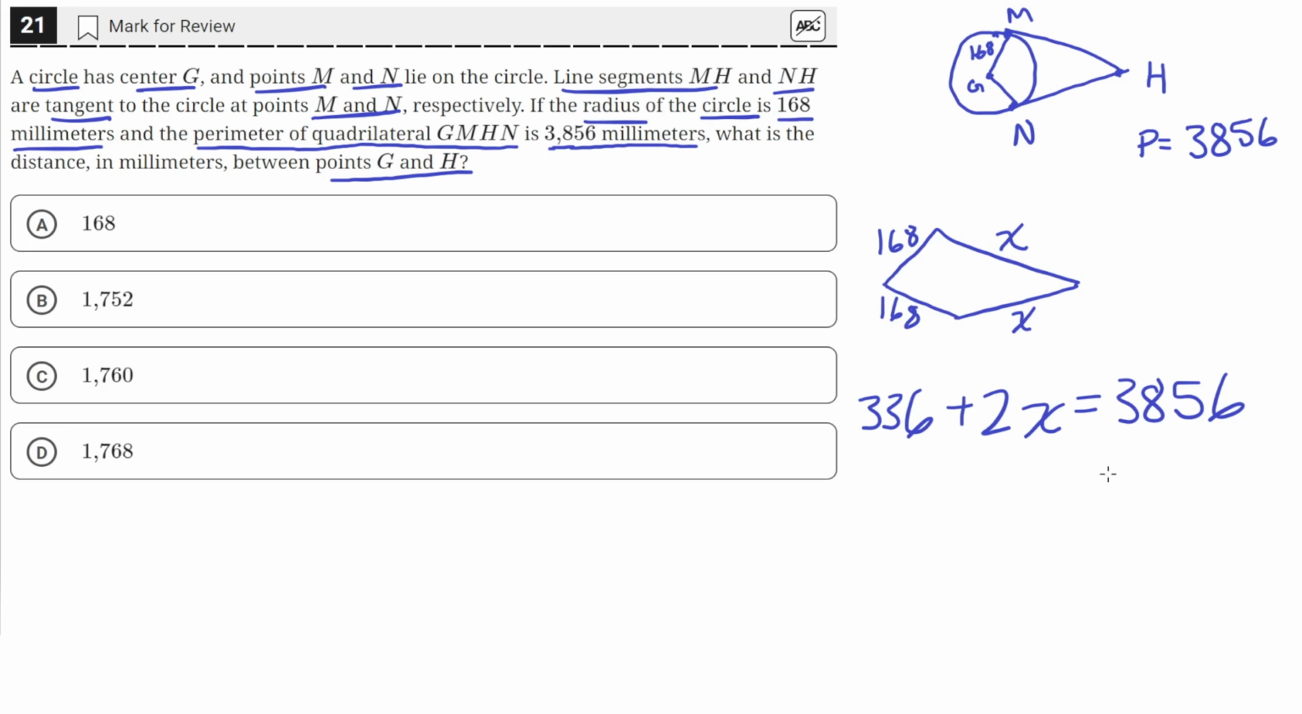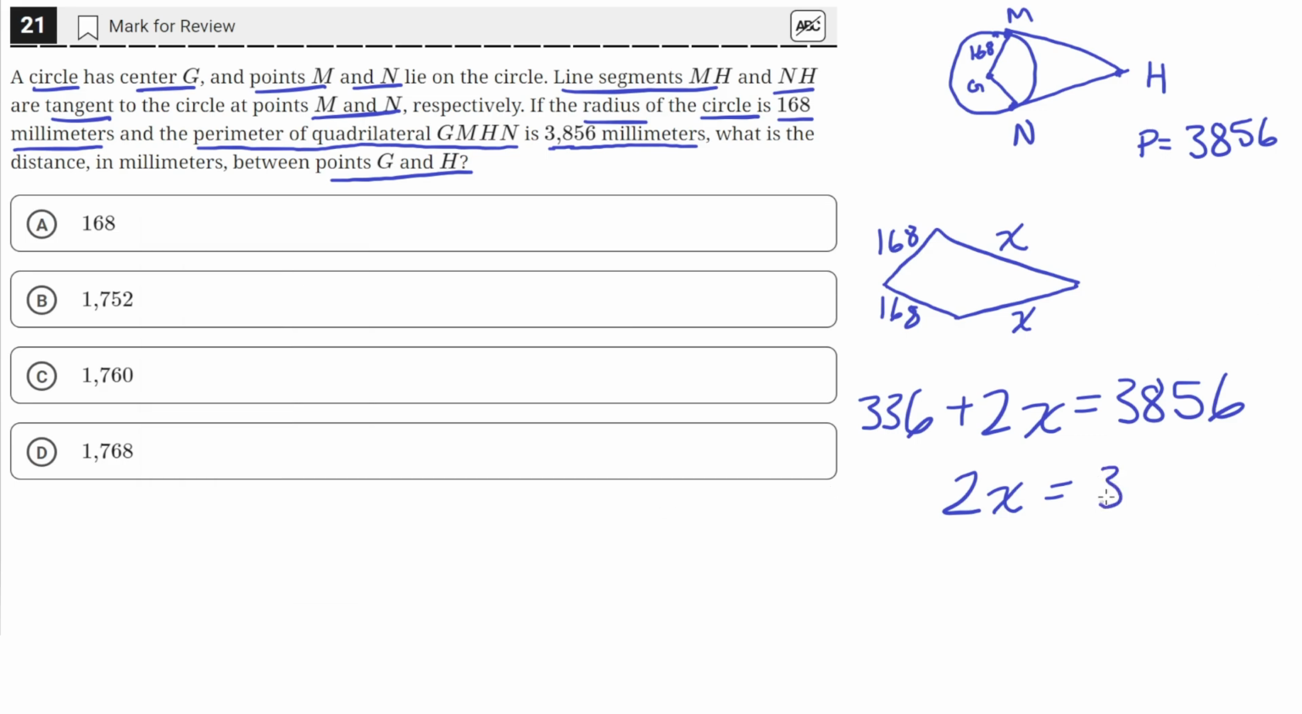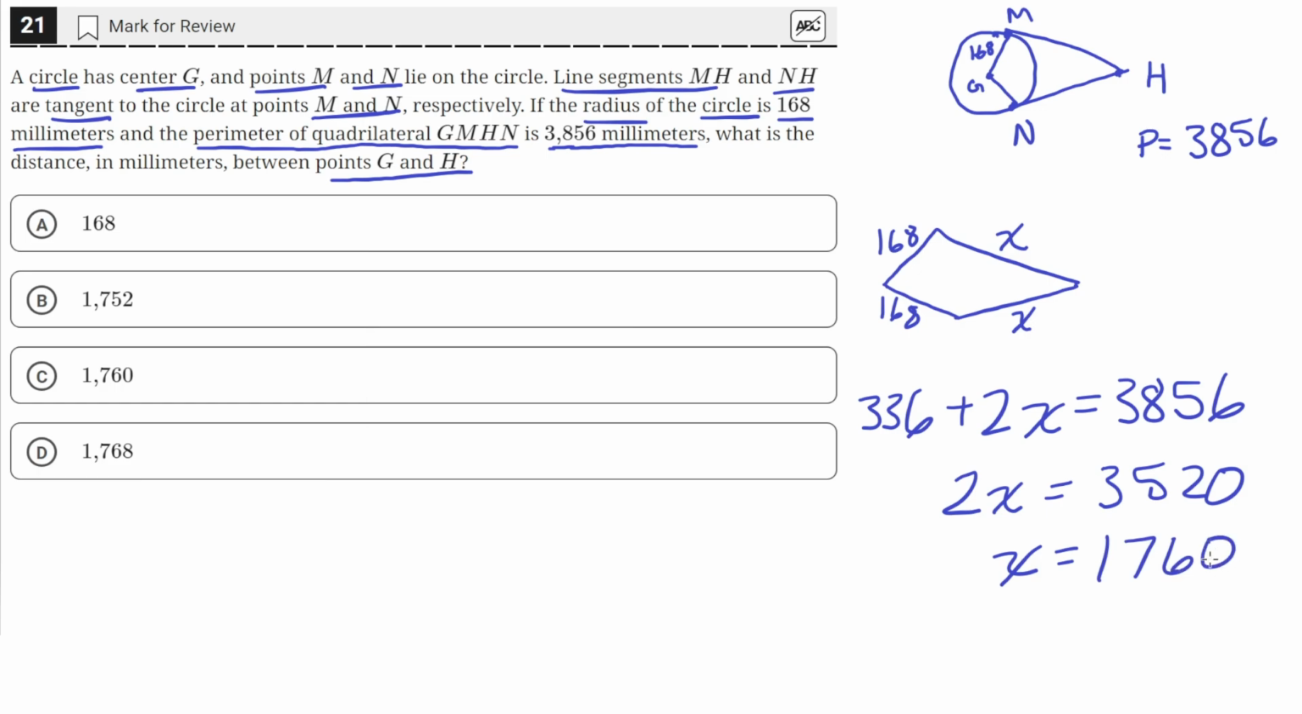We can move this 336 to the other side. So we'll be left with 2x equals 3,856 minus 336, which is equal to 3,520. Then we can divide that by 2 to get the value of x. And so x equals 1,760. So the length of these two sides here is 1,760. So now we need to find the length of this distance.